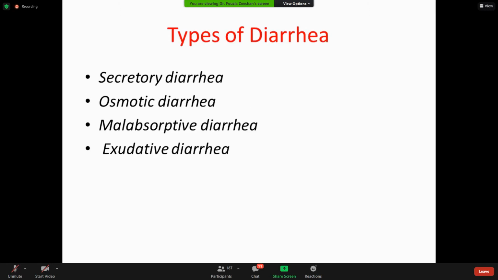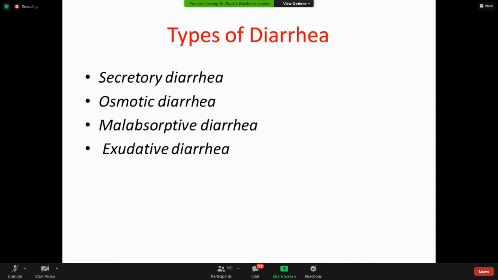So there are different types of diarrhea, but before going into the types, we should know the typical classification of diarrhea, that is acute diarrhea and chronic diarrhea. Acute diarrhea basically lasts less than 2 weeks or 15 days, and it usually stops spontaneously without any medication. Chronic diarrhea lasts more than 2 weeks. So this is the broad classification of diarrhea.